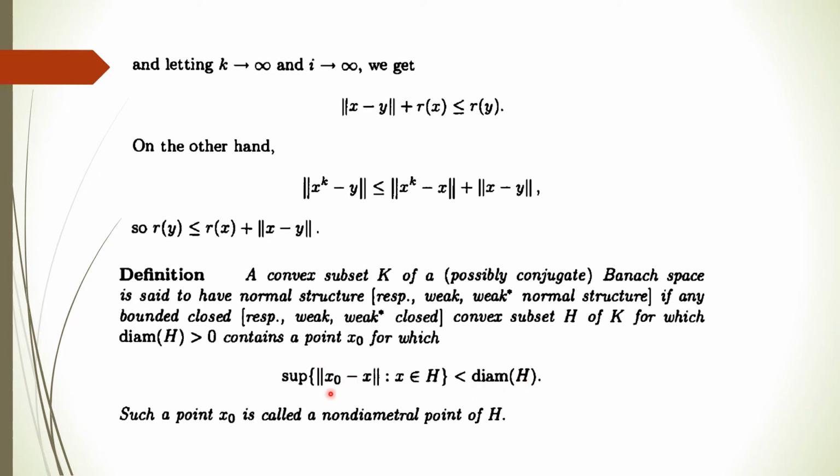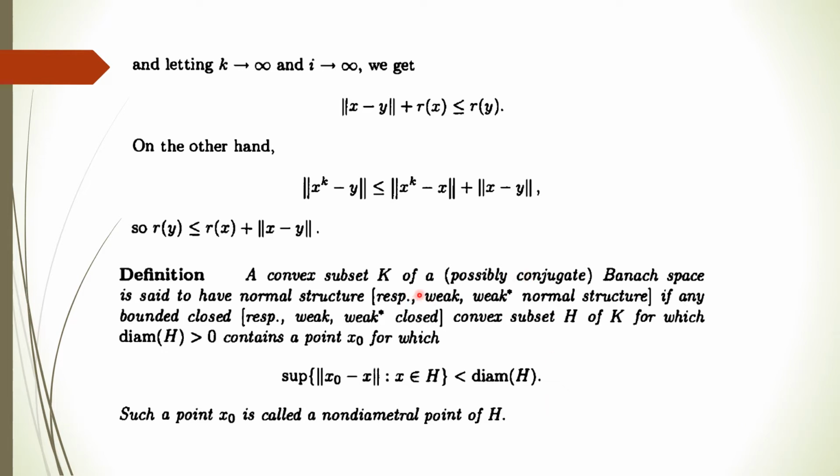Then the point x0 is said to be a non-diametral point of H. It means this point x0 is not lying on the circumference of that circle or sphere, right? It is lying inside. So that's why the supremum of the distance of x0 with every point of H is always strictly less than the diameter, right?